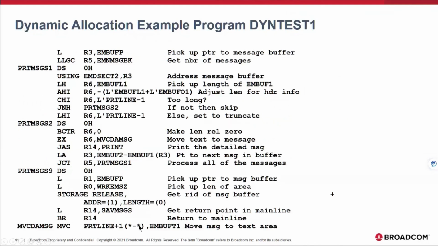So he executes this move, and he moves it from the buffer to print line plus 1. And once he's got that, he prints it, and then he advances the pointer. So it's the difference between where buffer 2 is and buffer 1 is. That's the 255 bytes. So he points to the next one, does the branch on count, or the jump on count, back up here to process the subsequent messages. And after all the messages are printed, then he picks up the pointer to the area where the messages were, gets the length of it, and frees it. So at this point, we have formatted all the messages and printed all the messages.